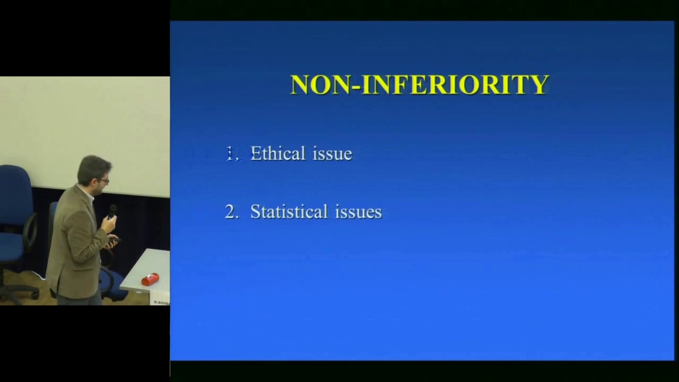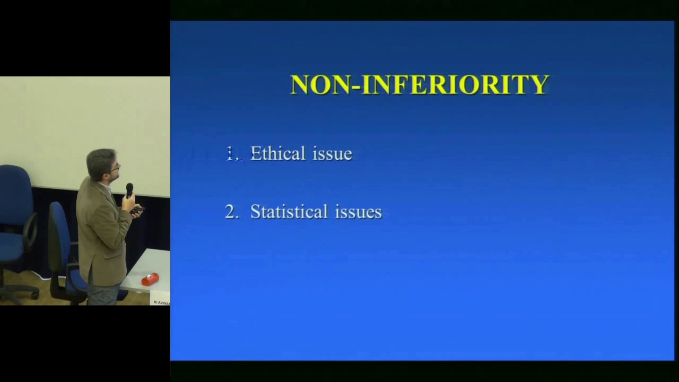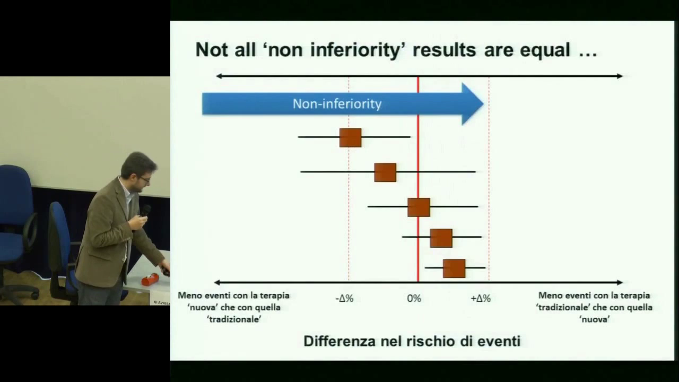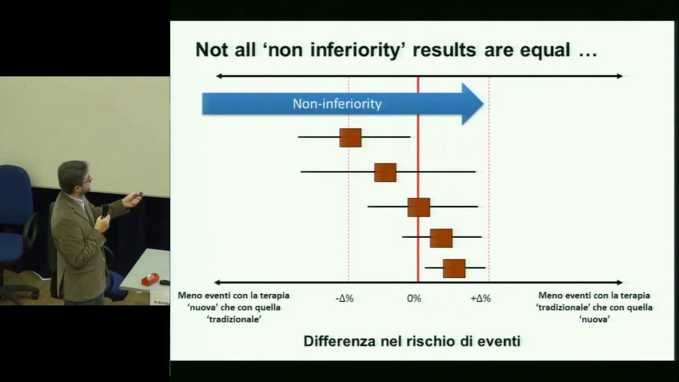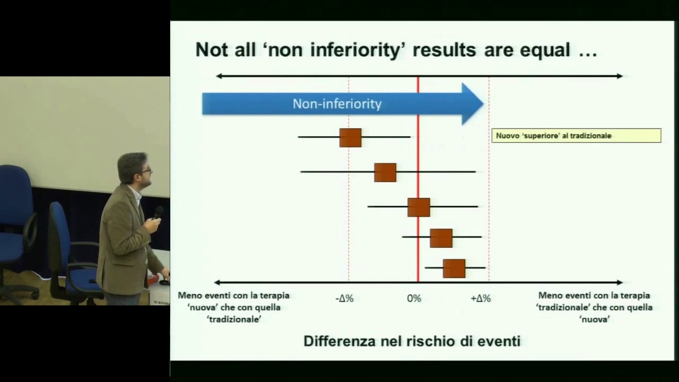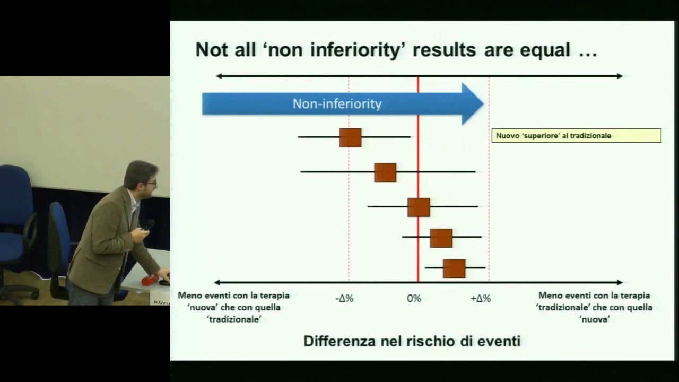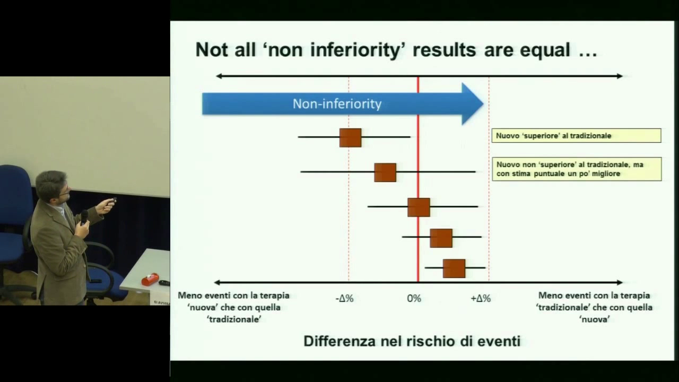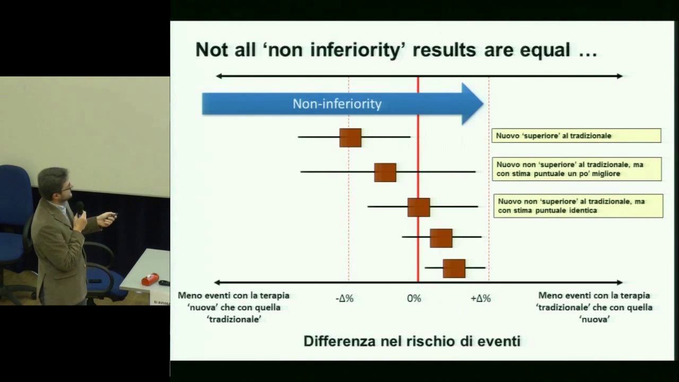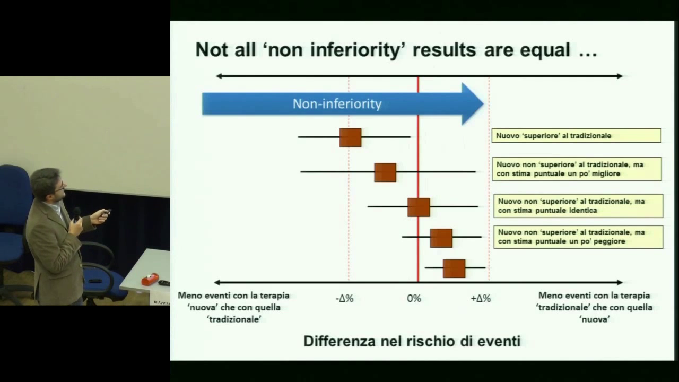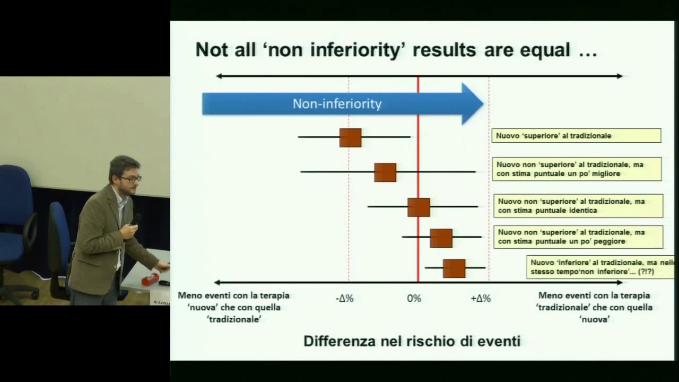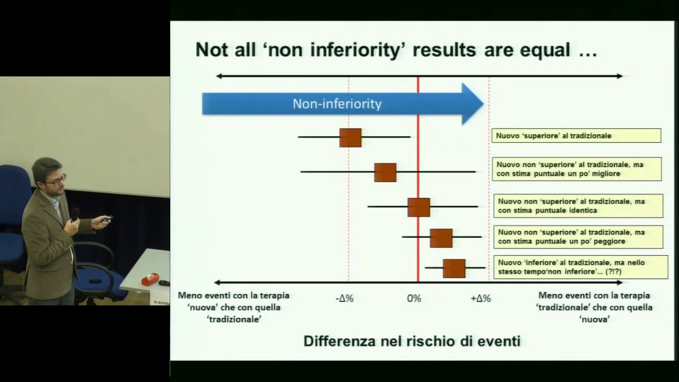And I will show an, let's say, ideal result of a non-inferiority trial. These are all the possible results from a non-inferiority trial. In the first case, we can say maybe the new drug is better. In the second case, we can say it's better, but it's not superior because it crosses the line. In the third case, we can say it's equivalent, just on the line. We can say it's not superior, but is non-inferior. But in the last case, it's at the same time inferior and non-inferior.